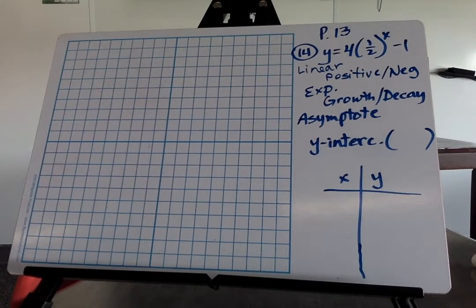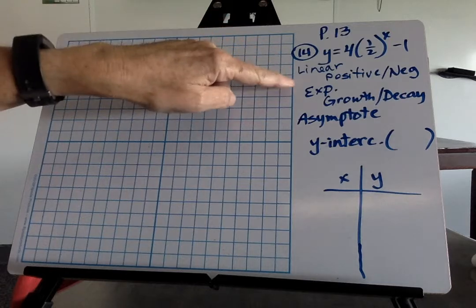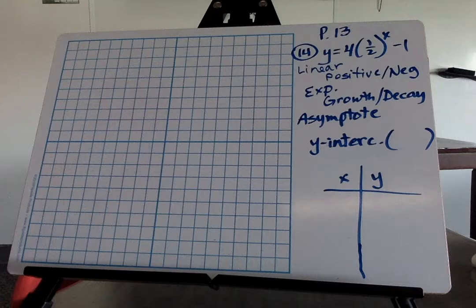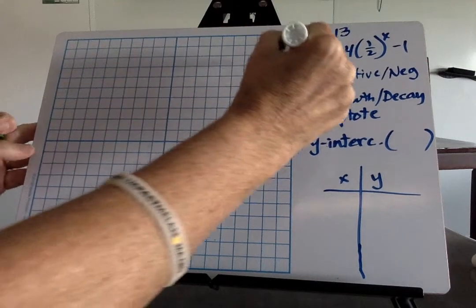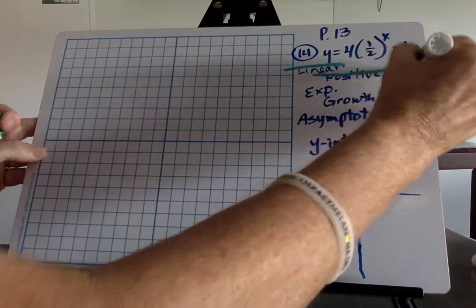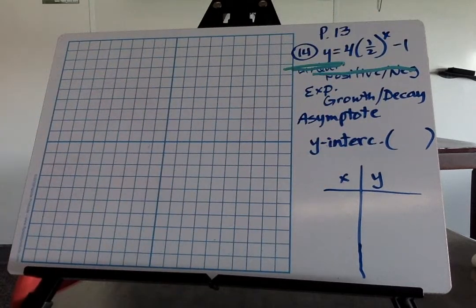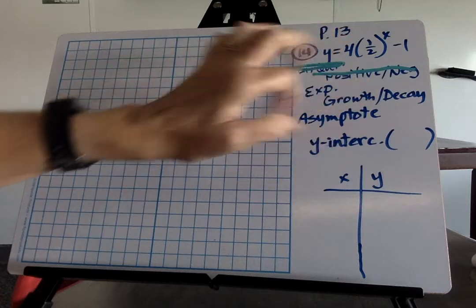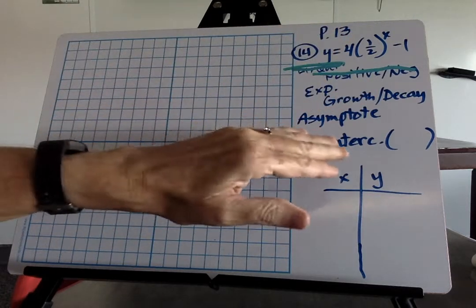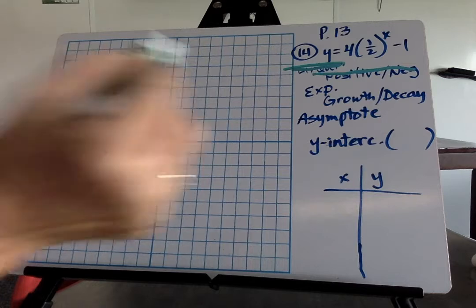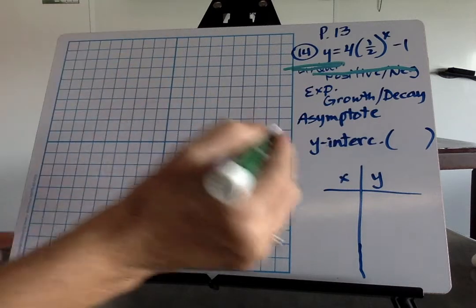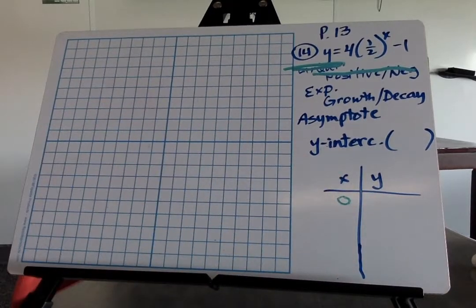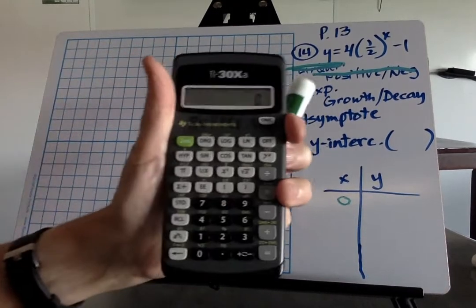Okay? First thing we want to do, is it linear? Let's see. We have x as an exponent, so it cannot be linear. So I'm going to cross that out. And again, you should be writing in pencil in case you have to erase it. Okay? Next, we don't know if it's growth or decay until we plot some points. And let's figure out what the y-intercept is. And there will be an asymptote, and we'll go over that too. Okay, if I put 0 in for x, again, I'm using my handy dandy calculator.